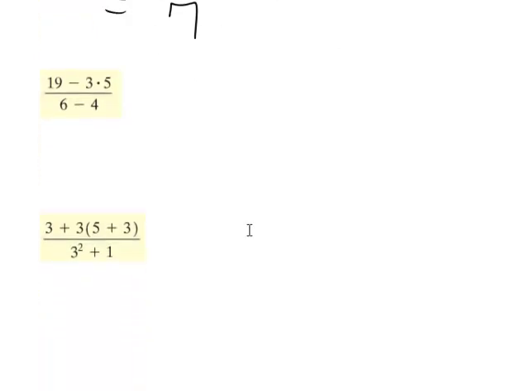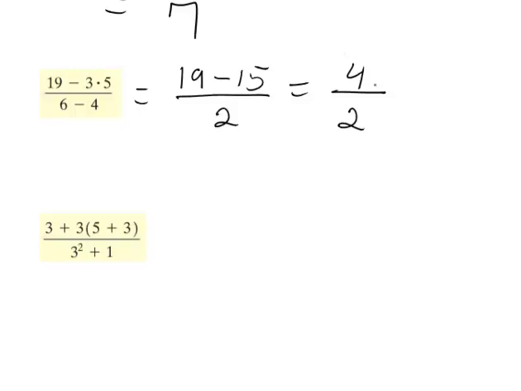In the next problem that I have here, again, I'm going to simplify my fraction. I'm going to take care of the top. So I have 19 minus 3 times 5 is 15. I'm going to continue to work with the top. 19 minus 15 is 4. Now I'll come back and do the bottom. So 6 minus 4 is 2. And then finally, my last step is just to go ahead and divide. 2 goes into 4 2 times.